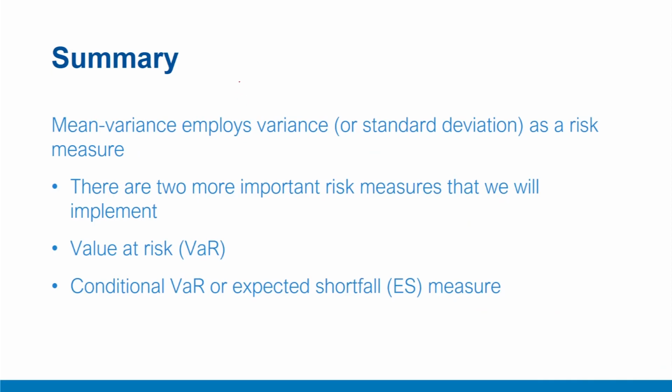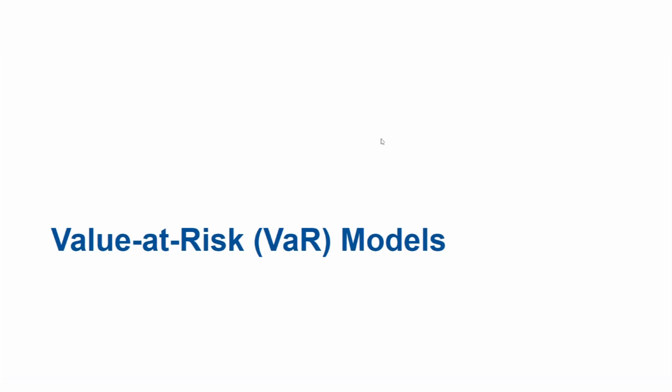we recap our discussion on efficient frontier and mean variance framework. We also noted that the mean variance framework employs variance or standard deviation as a risk measure. However, there are two very important risk measures that we also employ. One is called value at risk and another is called conditional VAR or conditional value at risk, often referred to as expected shortfall, that we are going to discuss in the next two videos. In this video, we'll discuss a very important measure of tail risk, that is value at risk based models.